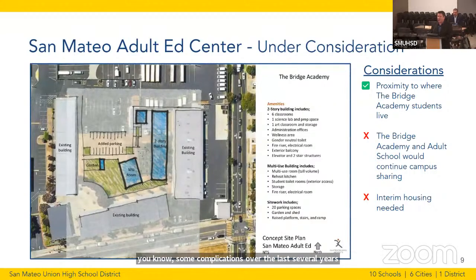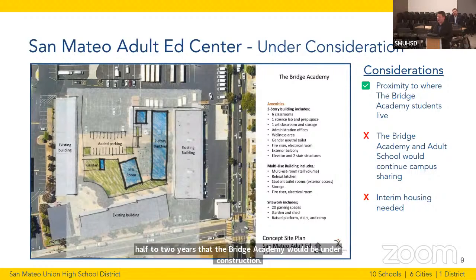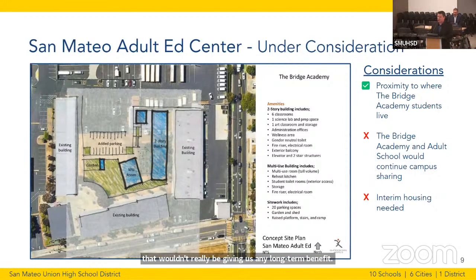Also, interim housing would be needed for this. And so the district would need to find a space for the Bridge Academy for the likely 1.5 to 2 years that the Bridge Academy would be under construction. That would be costing us money. That wouldn't really be giving us any long-term benefit, as well as it would be an interruption to another program and would have logistical concerns.